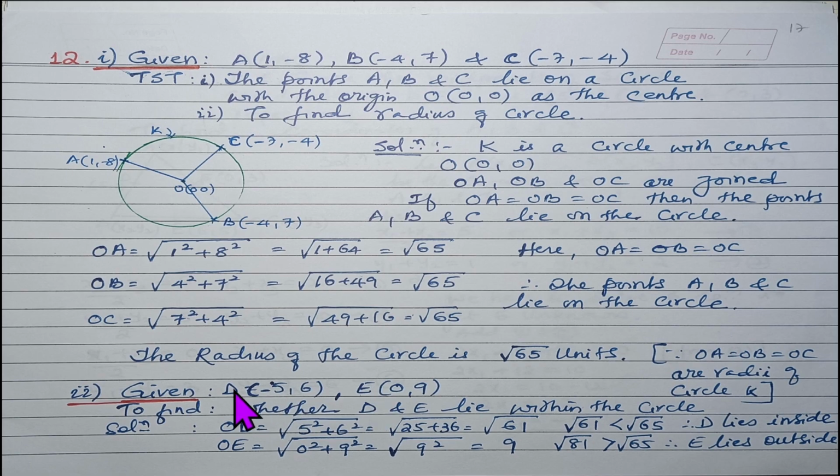Now one more very important part of the same question, that is the second part, we are given 2 coordinate points, that is D minus 5, 6 and E 0, 9. We have to find out whether these points lie inside the circle or outside the circle. So let us understand this. Now let us find the distance OD and OE.